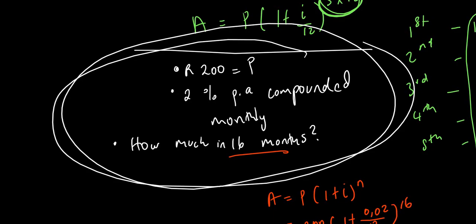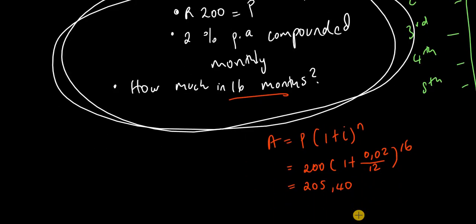So if I go to my calculator and say 200 into 1 plus 0.02 divided by 12 to the power of 16, the answer that I get is 205.40. So that is the correct answer there. How many people got it? I think around 2 people are near that answer.